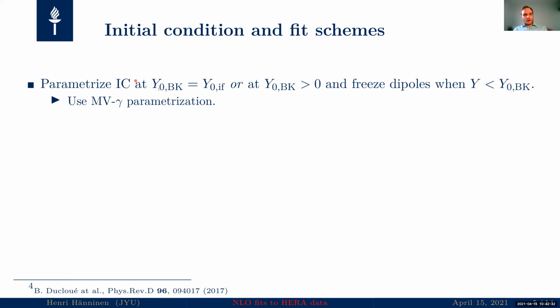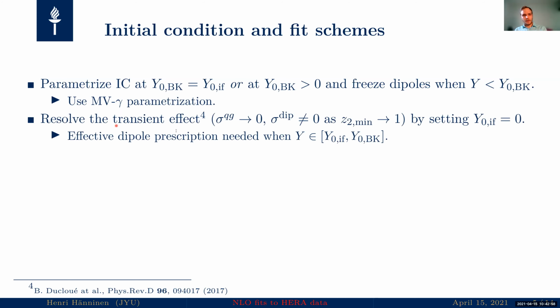Then let's review our fitting setup. We can either parameterize the initial condition of the BK at this impact factor rapidity scale that is related to the z2 minimum, or we can take a larger or later rapidity and freeze the dipoles before that scale. And for the parameterization, we use the MVγ model. Then we resolve the transient effect that we saw previously by setting the impact factor scale to zero, which is the minimal case. And this means that we need an effective prescription for the dipoles if this rapidity range is non-empty, which depends on this first choice.